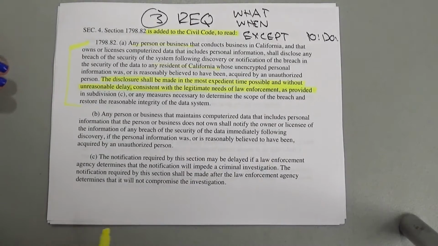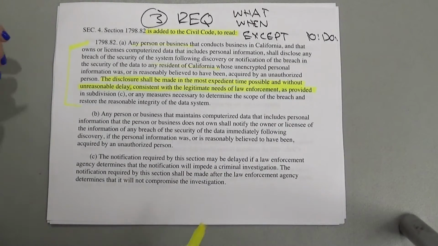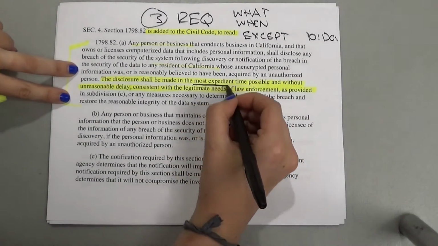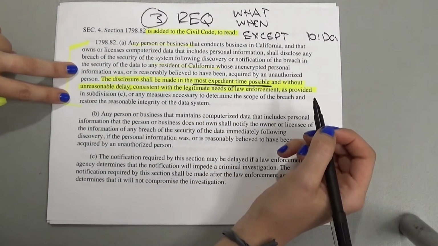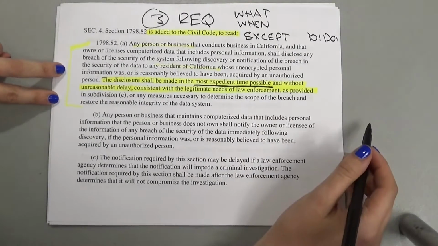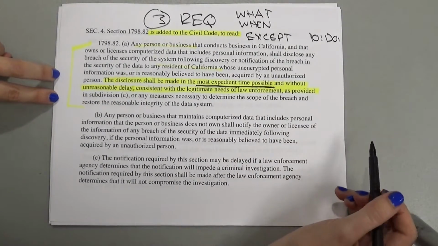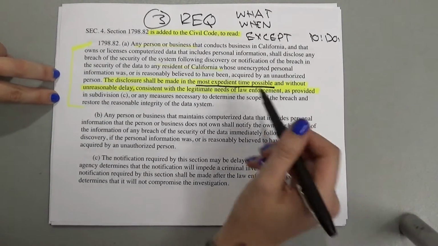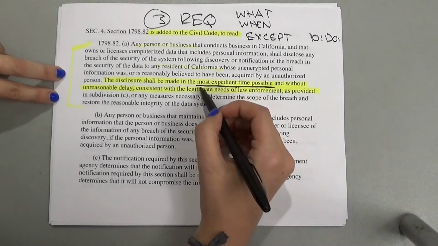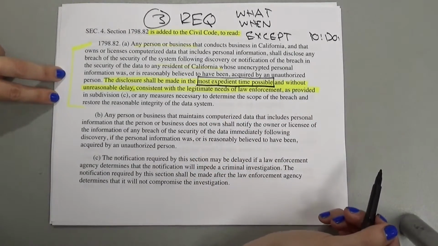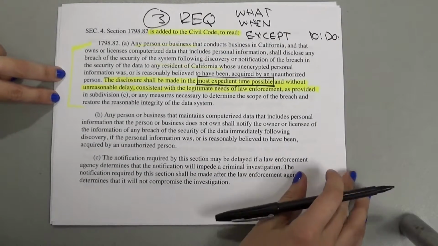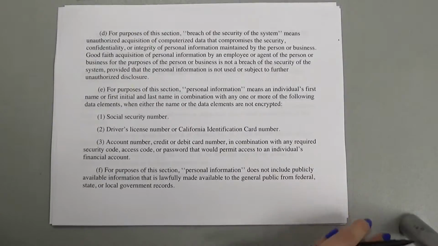So this is talking about some really specific times. Well, actually, it's not very specific. That's the problem. Most expedient time possible. It says when you should enact your requirements, the disclosures themselves, but it doesn't give you a specific number of days in which to do that. Then it discusses when the requirements are triggered.